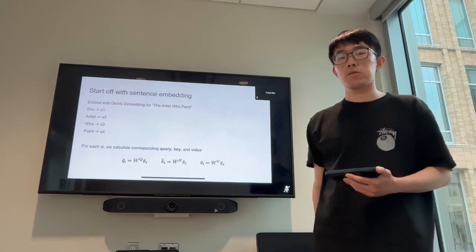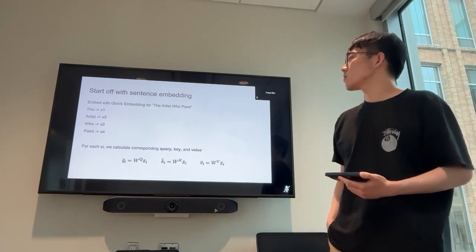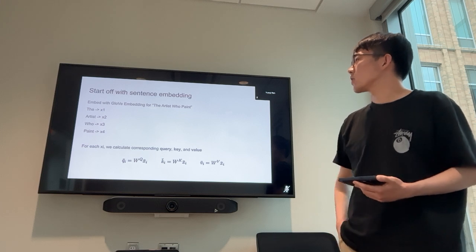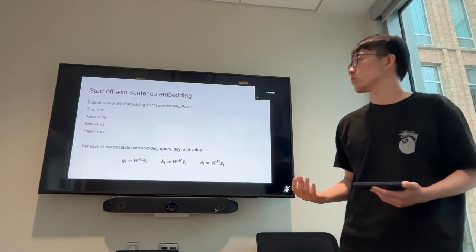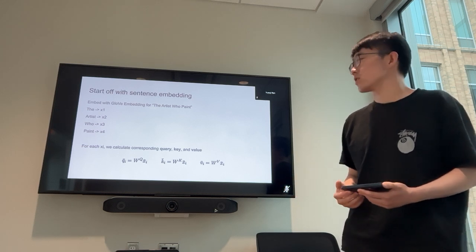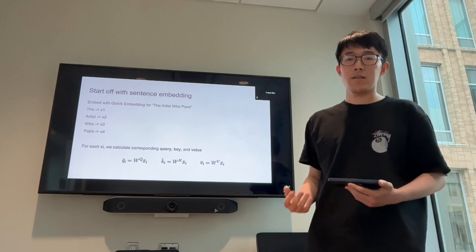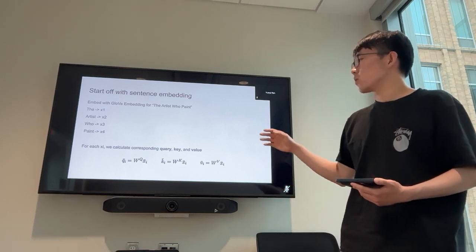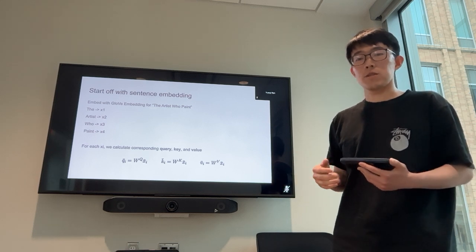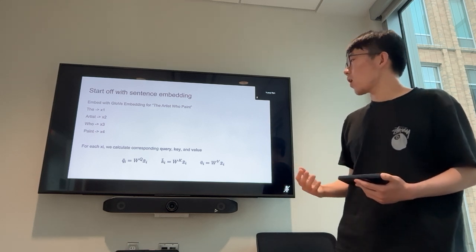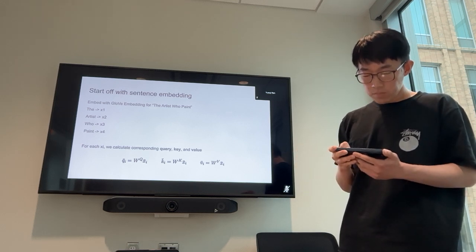For a more concrete example, going back to our example at the beginning: the sentence "the artist who paint" has 4 tokens, so we now have 4 embeddings, x1, x2, x3, and x4, corresponding to each token. For each x, we calculate the corresponding query, key, and value by this equation with these weight matrices. These are learnable parameters that we learn in the training process. So now we have a query, key, and value for each token in the input sequence.